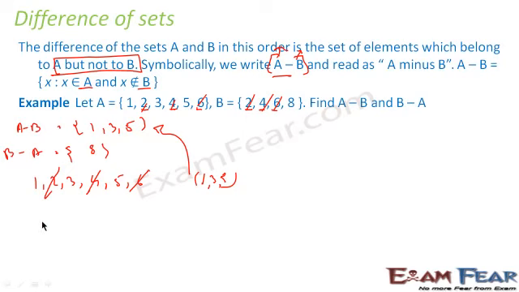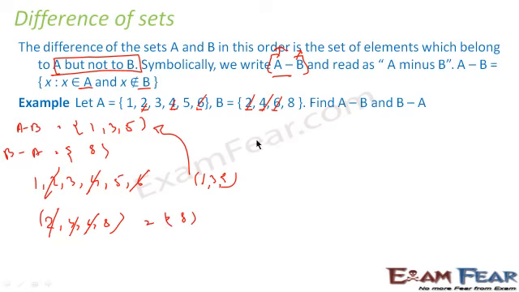Similarly for B minus A, we'll first write all the elements in B, and then we'll subtract all the common elements in A. Is 1 there in B? No. 2 is there in A. Is it there in B? Yes. Subtract this. 3 is not there. 4 is there. Similarly 6 is there. So we'll subtract these. What you get is 8. This is how we find out A minus B and B minus A.